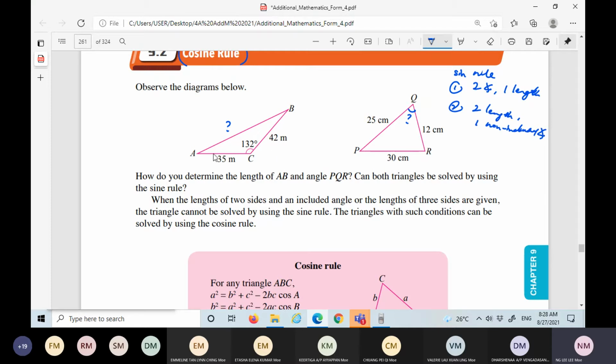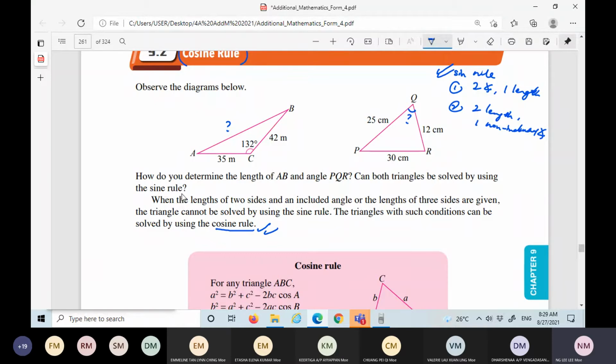Okay, so you see this is the two lengths, but this angle is the included angle, so this one cannot use the sine rule. Then this one, they do not fulfil two lengths one angle or two angles one length. They give you three lengths. So these two cases you cannot use the sine rule. For these two cases you have to use the cosine rule. So this is the condition for the cosine rule. Remember, this is the condition for the sine rule, and this one will be the condition for the cosine rule.